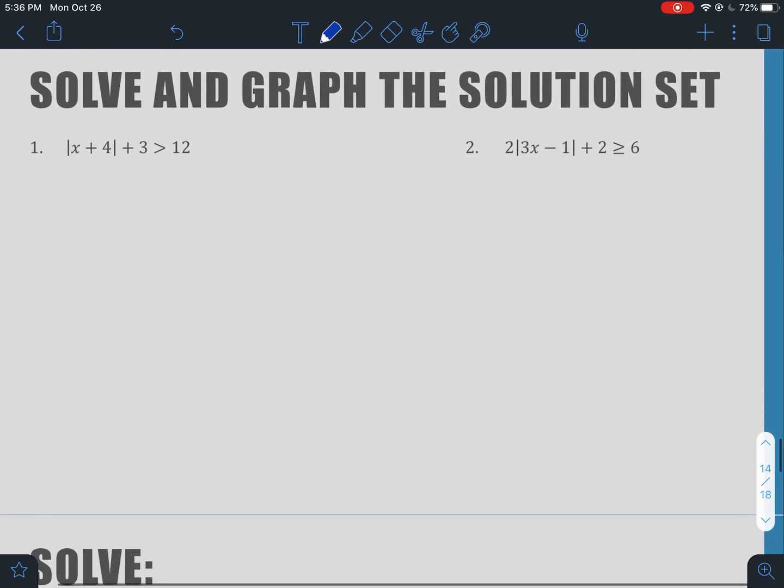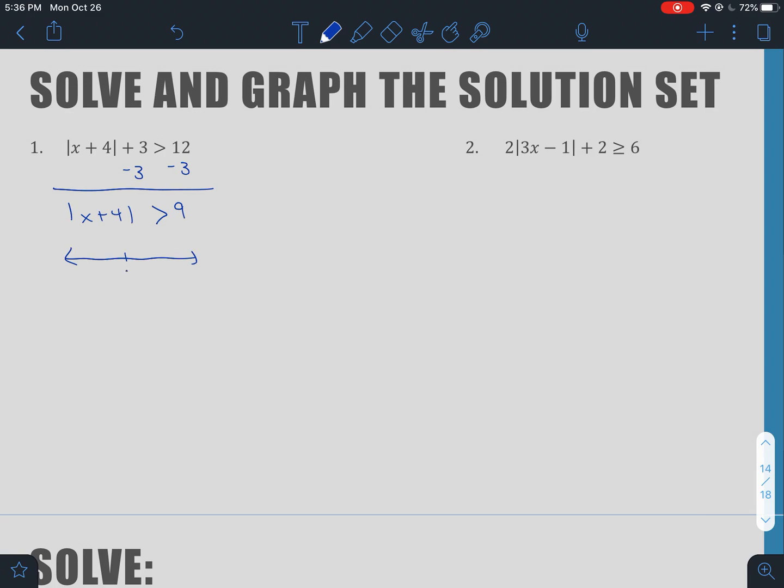All right, so same thing here. The first step is we would need to get the absolute value by itself. So subtract 3, and I have the absolute value of x plus 4 is greater than 9. So I need my distance away from 0 to be more than 9. So I need to be 9 or bigger, or negative 9 and smaller.